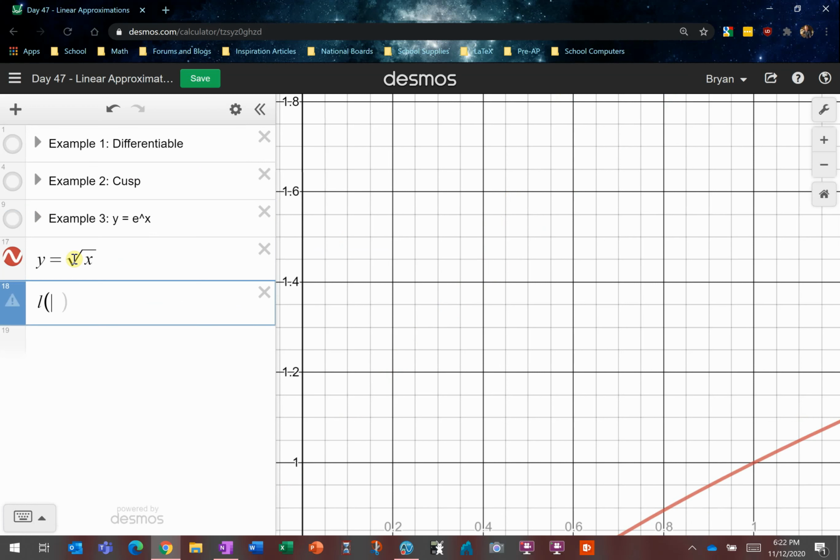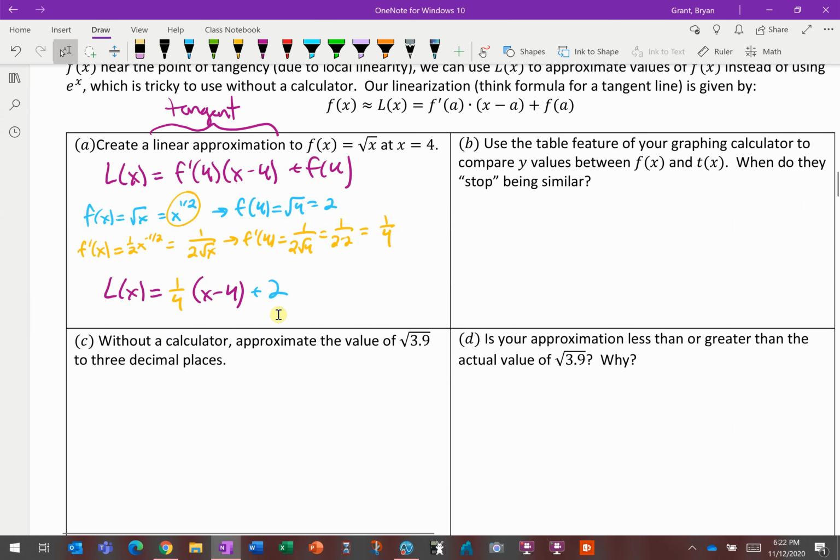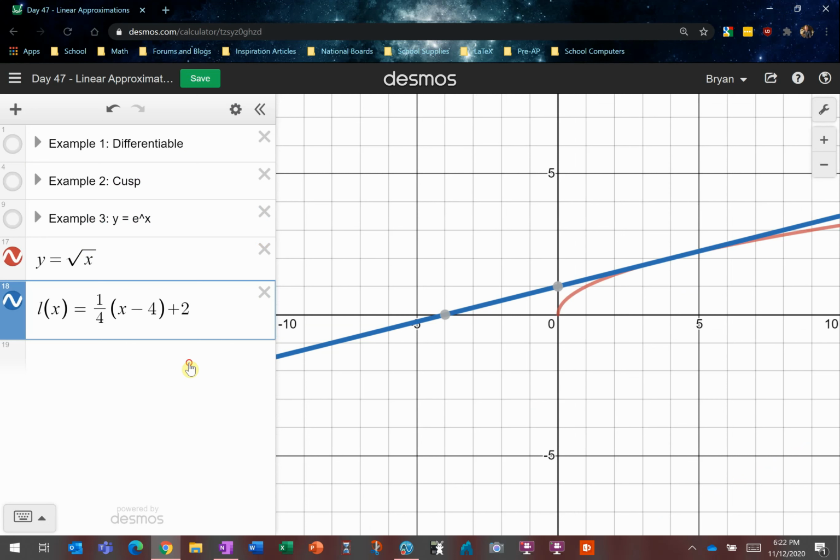I wonder if I can do L of x on here. Sometimes it's okay, sometimes not. And that was, I think, 1/4 x minus 4 plus 2. Does that seem right? Yeah. Hit the home button. And let's look at that point of tangency. The point of tangency was 4, 2, wasn't it?